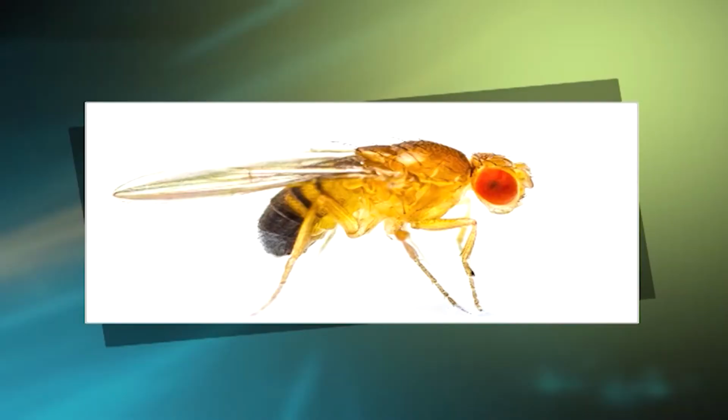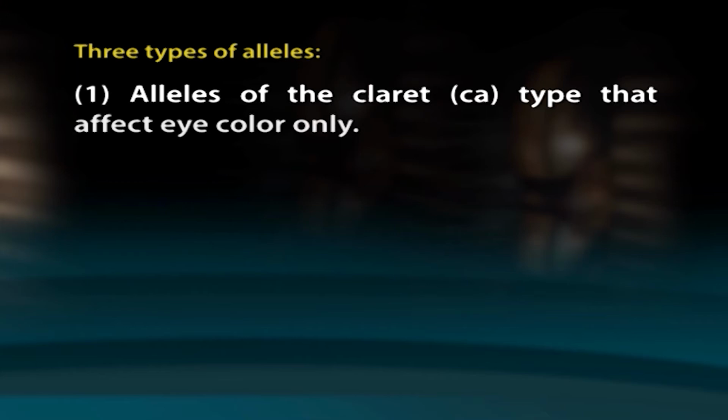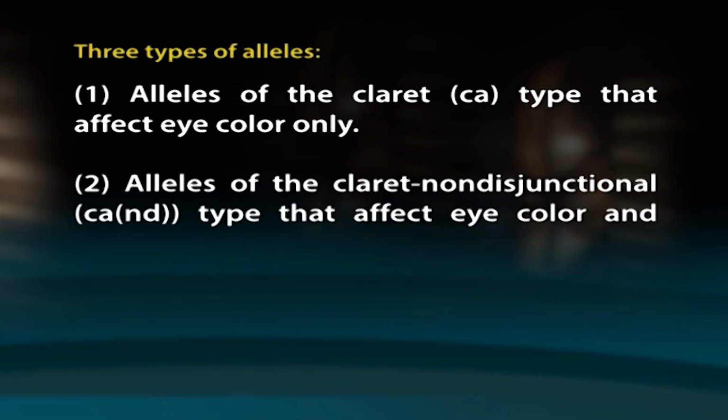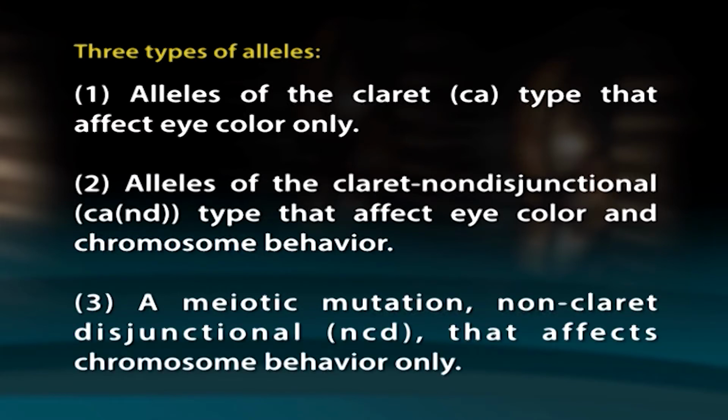The claret locus of Drosophila melanogaster comprises 2 separately mutable domains, one responsible for eye color and one responsible for proper disjunction of chromosomes in meiosis and early cleavage divisions. There are 3 types of alleles. 1. Alleles of the claret type that affect eye color only. 2. Alleles of the claret non-disjunctional type that affect eye color and chromosome behavior. And 3. A meiotic mutation, non-claret disjunctional, that affects chromosome behavior only.